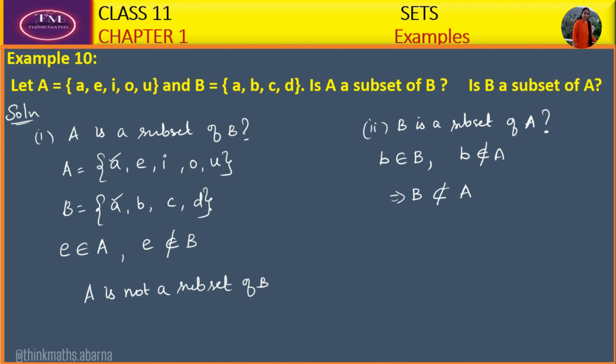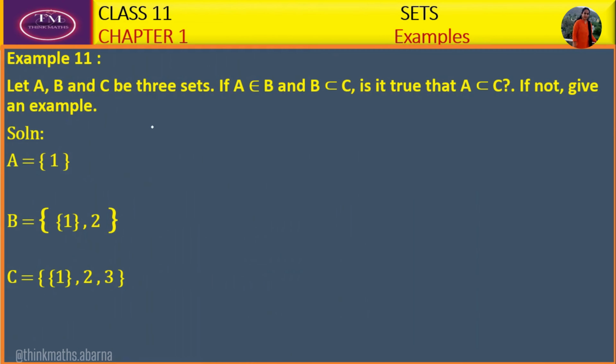Okay, no need to check all the elements. If one element is not in A, then B is not a subset of A. So B is not a subset of A. Not a subset means put the subset symbol and cut it. Okay. So this is the reason why B is not a subset of A and A is not a subset of B. Okay. So moving on to the next interesting example, example 11.